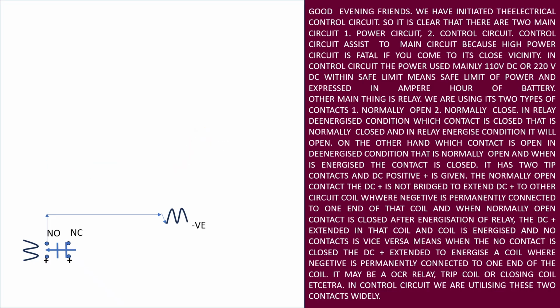Now we'll see the application of the normally open contact. Suppose this is an overcurrent relay. The overcurrent relay is energized, so it will pull the plunger, and this normally open contact will be bridged, but the normally closed contact will open, and the circuit breaker will trip. See how.